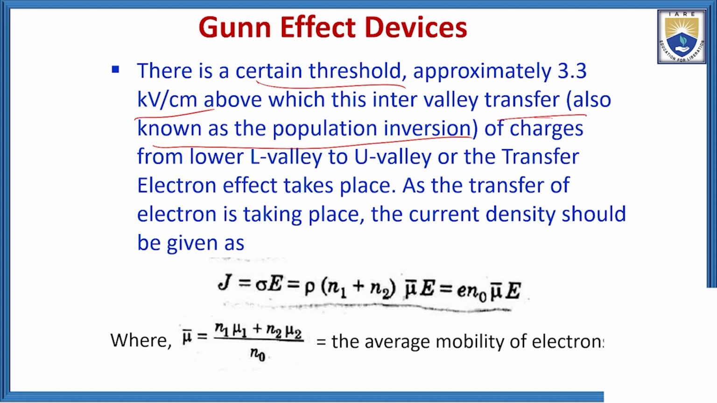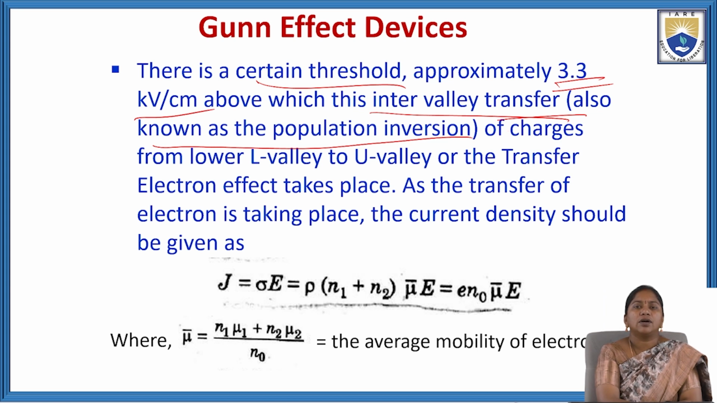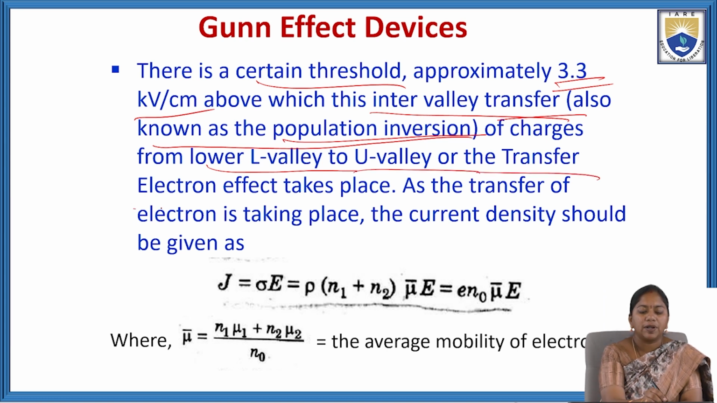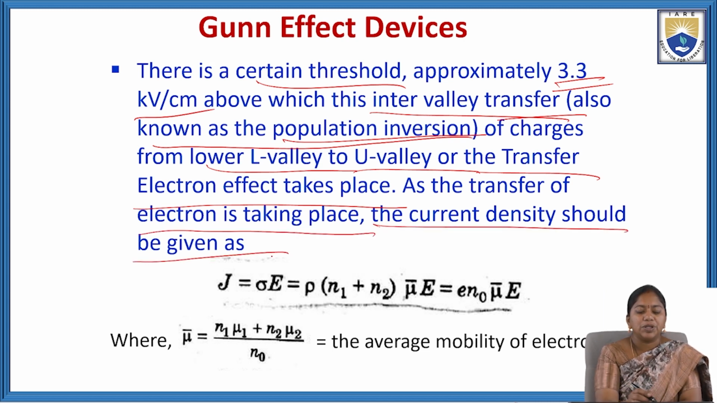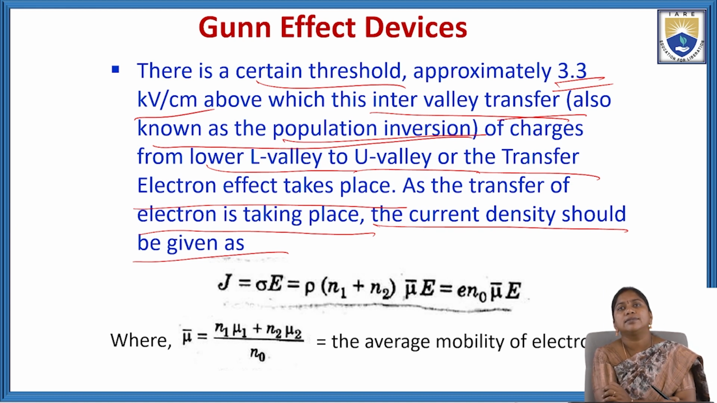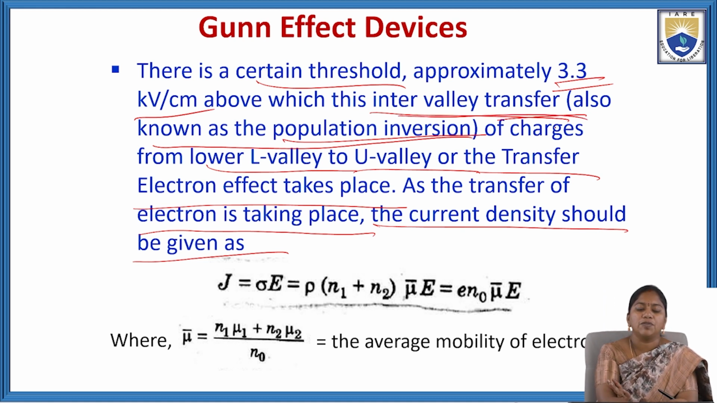So there is a certain threshold, approximately 3.3 kilovolt per centimeter, above which this intervalley transfer, meaning the transition of the electrons from the lower valley to the upper valley, takes place. This is also called the population inversion of charges from the L valley to the upper valley, or the transfer of electron effect.